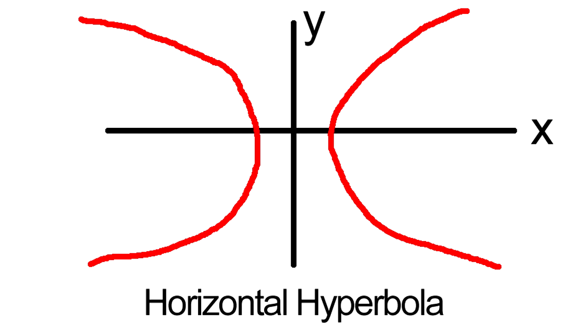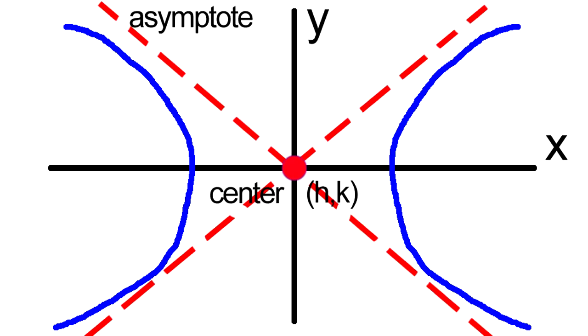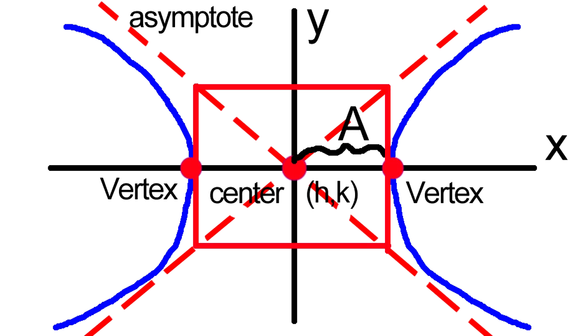We will work with the x and y axes. Here is our horizontal hyperbola in blue. This is considered the center of the hyperbola. The center of a hyperbola is at (h, k). These are the asymptotes that run through the center of the hyperbola. The two vertices of a hyperbola are located here. A is the distance from the center to one of the vertices. To find the distance B, you draw a box like this, and this is distance B.